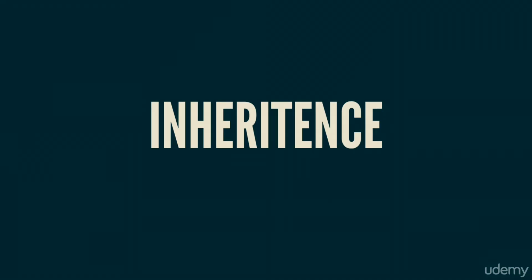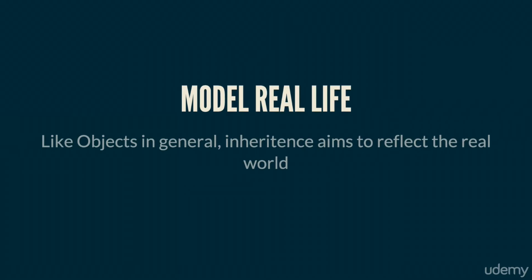So you may have noticed in the previous exercises that we had a lot of duplication of our code. We had to write the same method several times. We can use inheritance in Ruby to simplify this code. So remember that objects in Ruby are designed to model or represent real life. Inheritance allows us to extend that representation further.